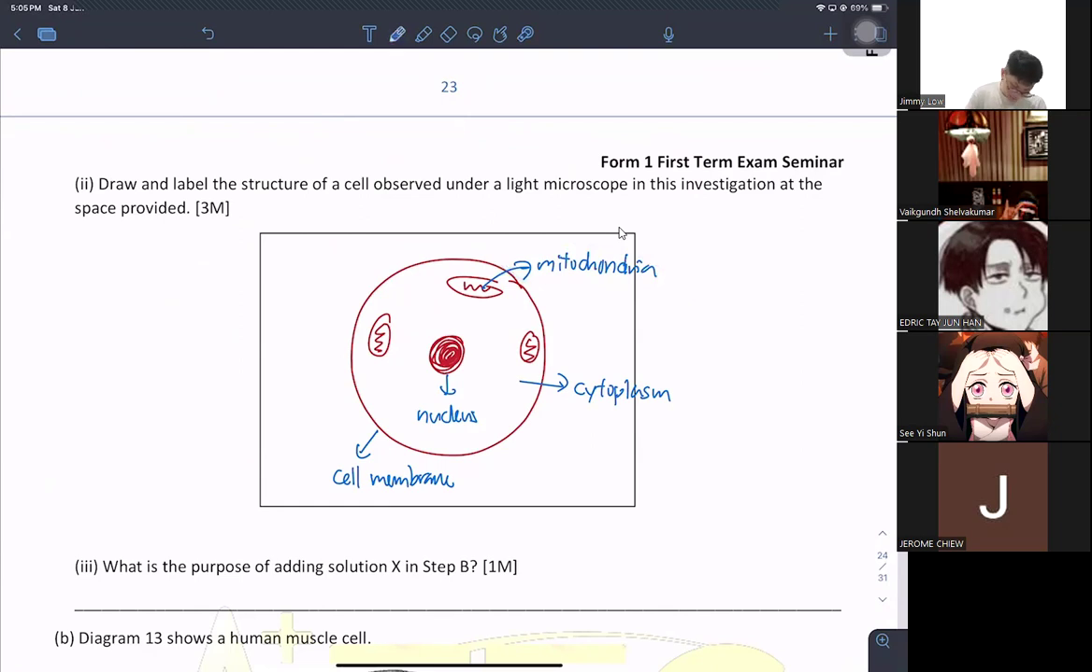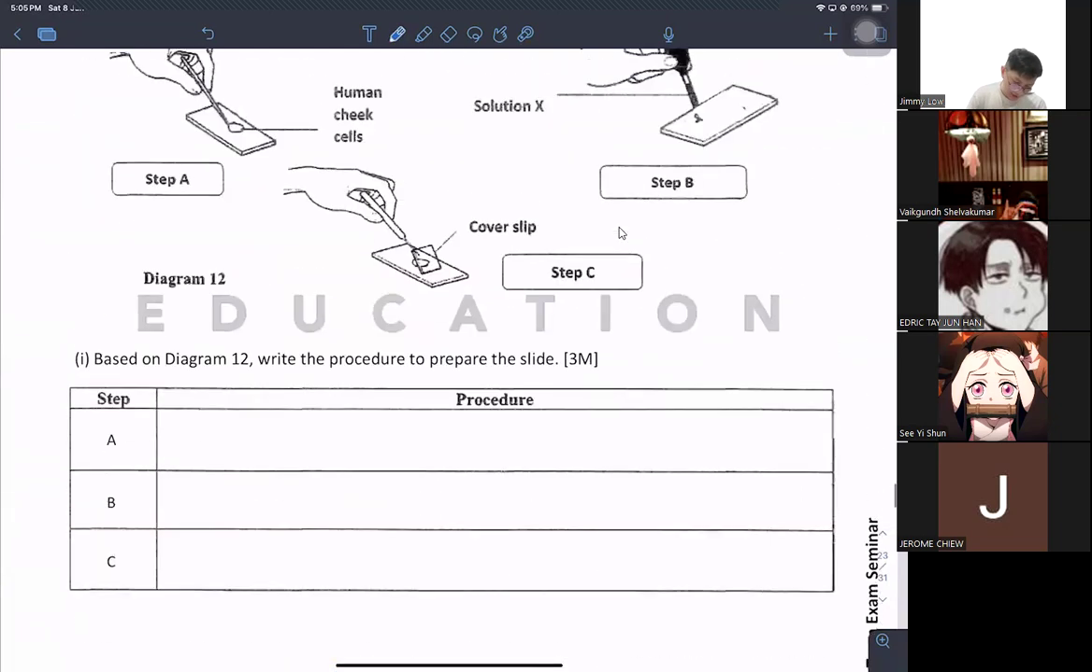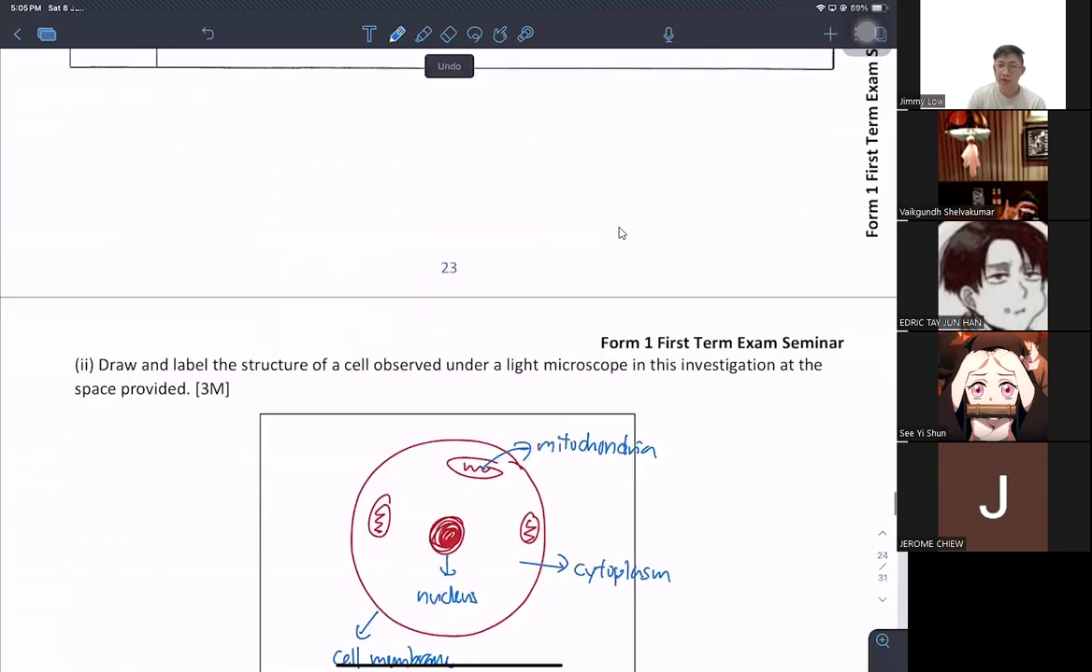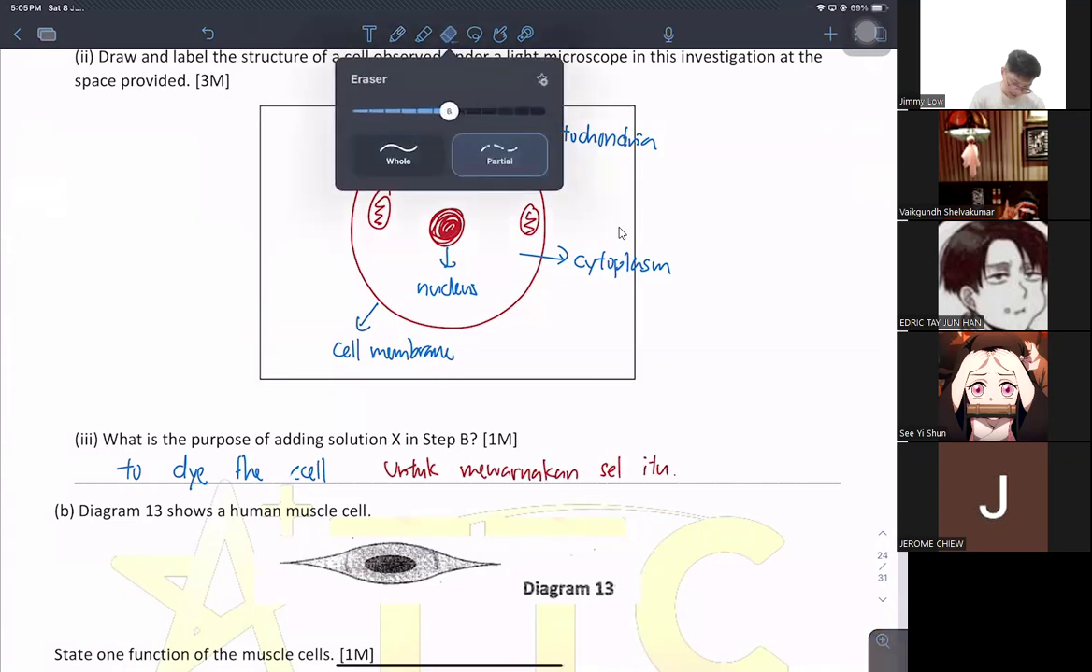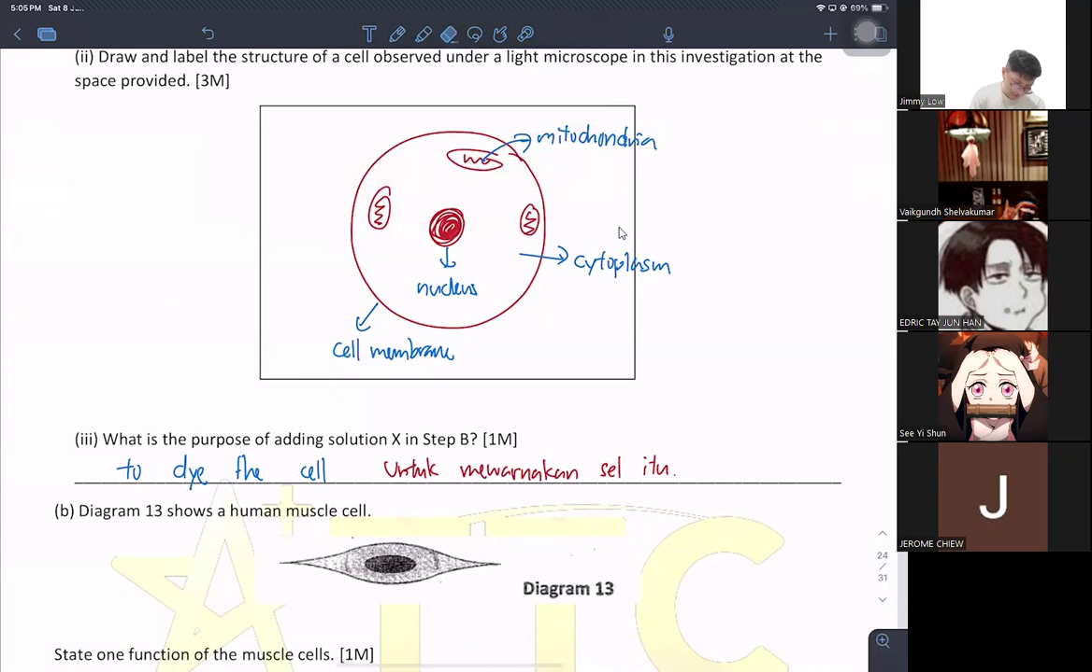What is the purpose of adding solution X in step B? As I said, why do you add this thing inside? To dye the cell, untuk mewarnakan sel itu. You are going to give the cell some color. Otherwise it is slightly transparent and you can't even see any single thing. And then that is not good.